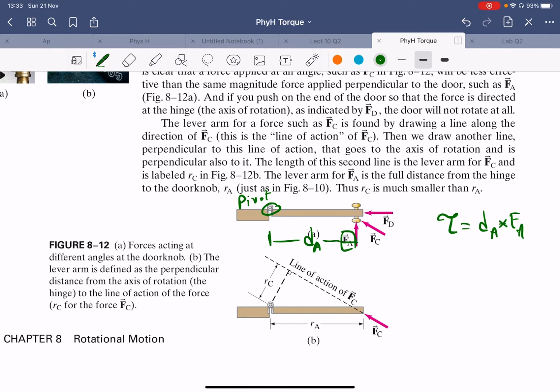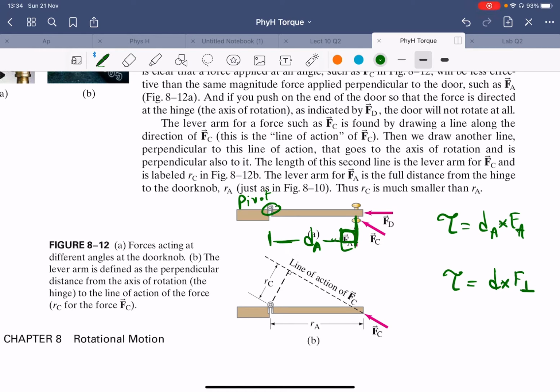Now, if you notice something, you will see that FA and dA are making 90 degrees, right? So we can say that torque is distance times force that is perpendicular to the distance.